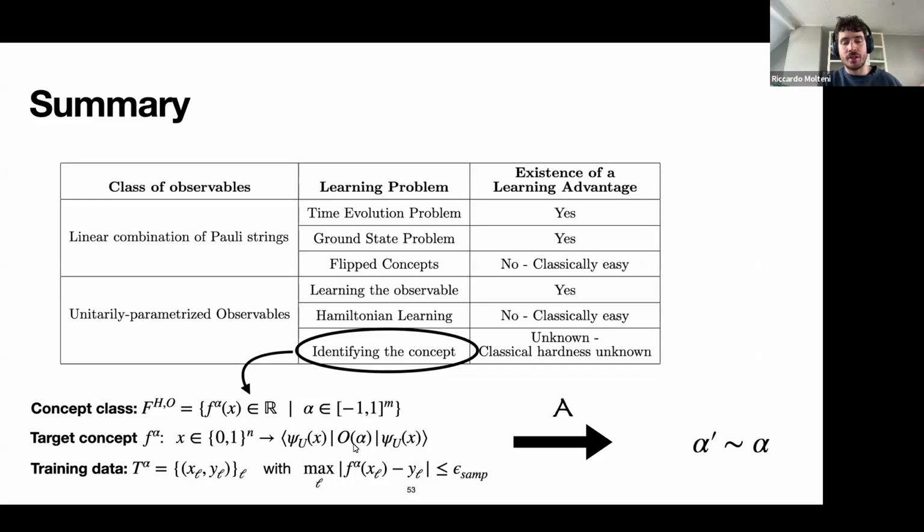And before, like the thing that I showed you, we require the classical algorithm to learn the function, meaning that for new axes, it has to be able to output a function whose evaluation on these axes is close to f of alpha. However, in the identification problem, we require the classical algorithm to output a label alpha prime that is close to the alpha which labeled the training data. So we have training data, which are again evaluations for one of the concepts from the concept class, and we require the classical algorithm not to output a function that classifies new inputs like the unknown concept, but just to tell me which is the alpha, which is the concept that labeled this data. And the hardness of this problem is, we don't know. We don't know if it is BQP or if it is easy.